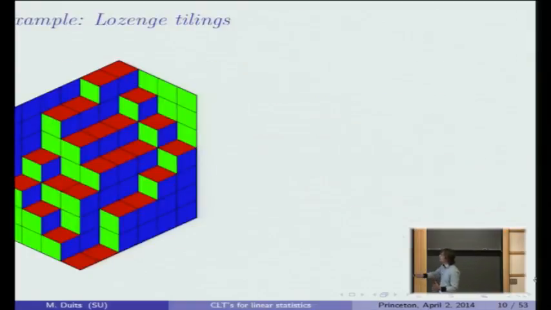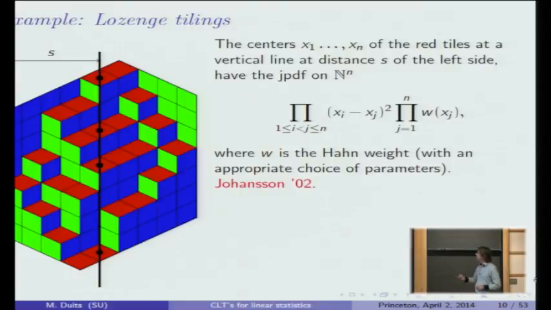So what I will do is take my tiling of my hexagon, and cut it somewhere by a vertical line, and draw the dots where the centers are of the red tiles. These are my points, and these form my point process. Actually, you can prove, and this was proved in 2002 by Johansson, that the probability distribution on these centers is given by a Vandermonde squared times the Hahn weight.